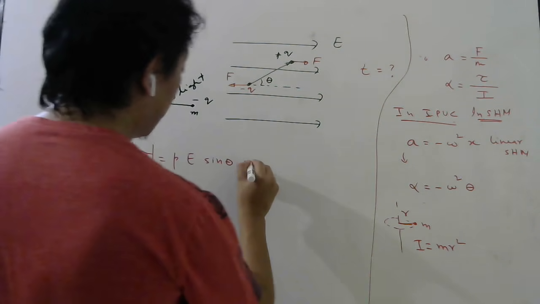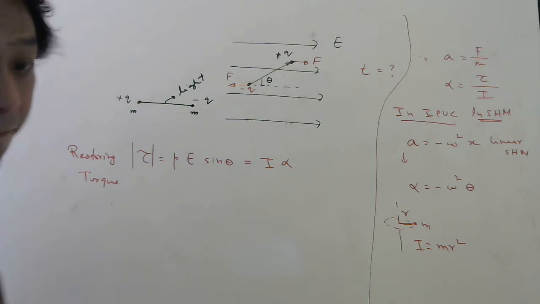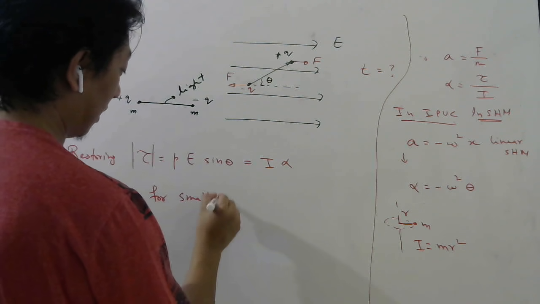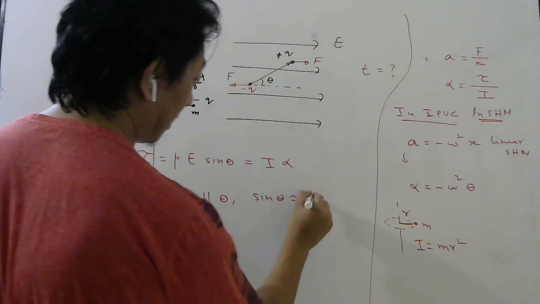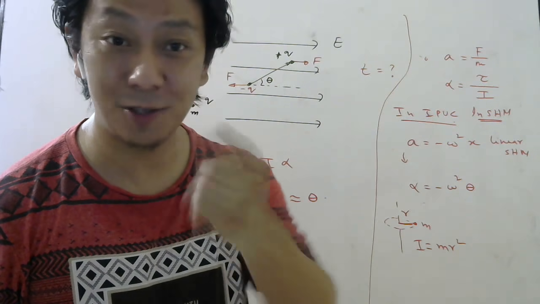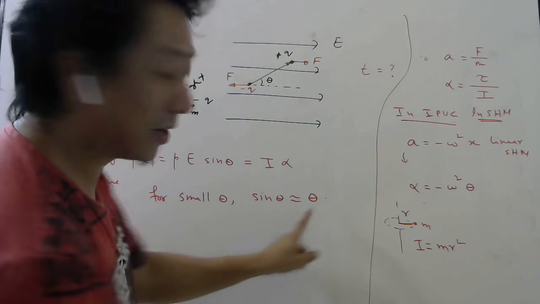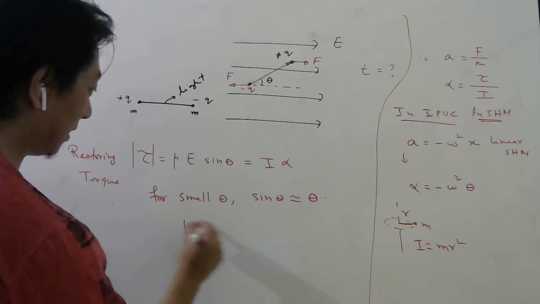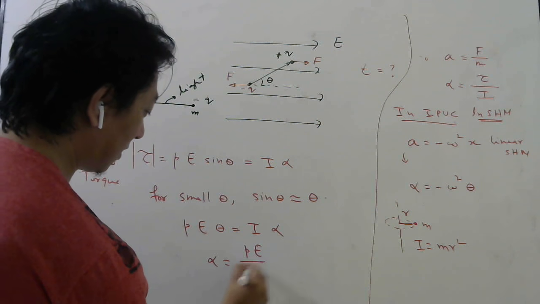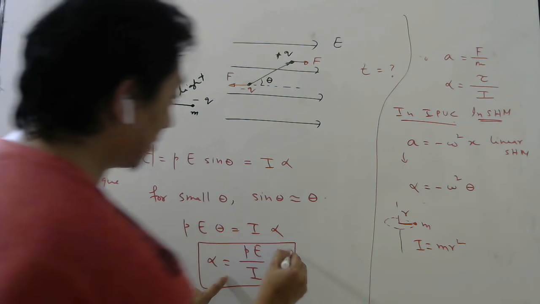Now this torque should be what? Torque is I into alpha. So I into alpha. Now for small theta, sine theta is approximately theta. Best example: sine 0 is 0. Sine pi by 2 is not pi by 2, but sine 0 is 0. So sine of a small angle will be approximately the same as the angle. So use this. What will you get? PE theta equals I alpha. So alpha equals PE divided by I times theta. Okay, now compare this with the SHM formula.